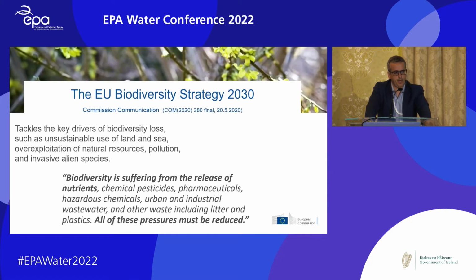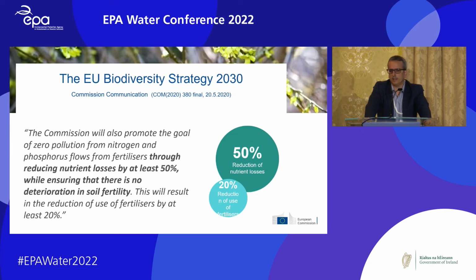So I'm going to explain the EU Biodiversity Strategy. I'm going to go fast in this slide. Nutrients have a particularity, as you all know: they are essential for life, essential for food, but it's the excess that makes them become pollutants. Biodiversity is suffering, among others, from the excess of nutrients, and there is a need to reduce this pressure. The objective is a 50% reduction by 2030 of nutrient losses, which is expected to lead to a 20% reduction in the use of fertilizers.